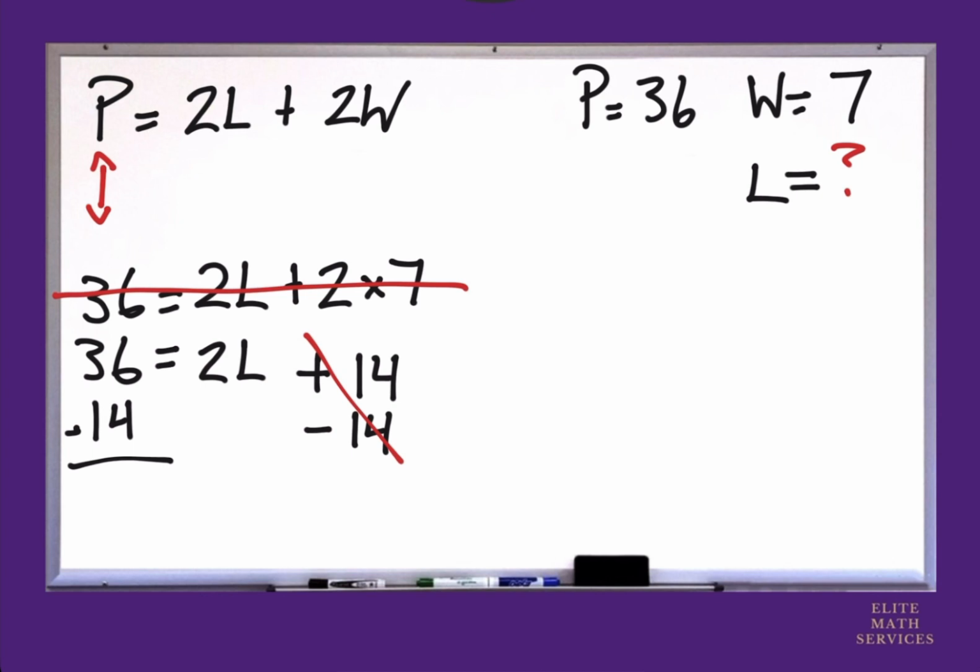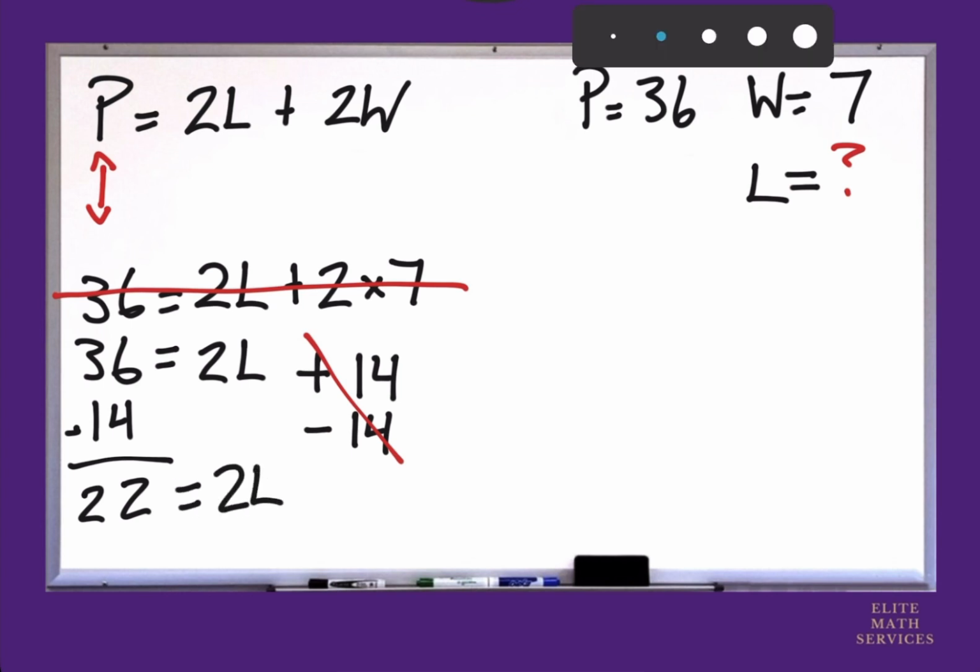So 36 minus 14 gives us 22. All right, we're going to bring down our equal sign. And we still don't know the length, so that is going to remain the same. Now we are left with this formula. 22 is equal to 2L.